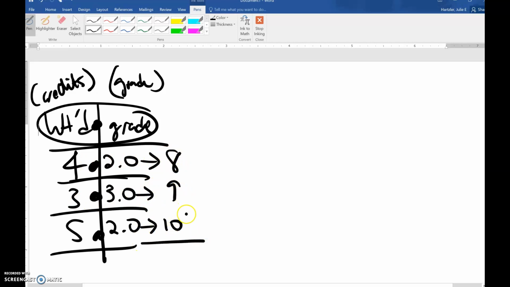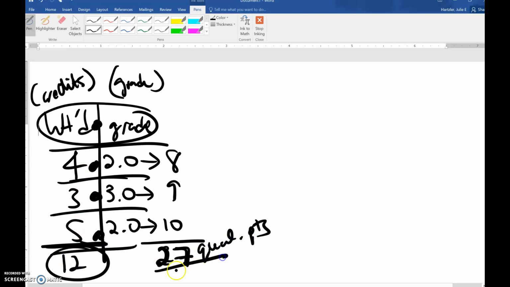Now we're going to add these up, and we get 27. But again, it's a GPA, a grade point average, so you have to divide by the total weighting. This adds up to 12 credit hours. These are called quality points, and we're dividing by the credit hours. And so what we end up getting is a 2.25 GPA.